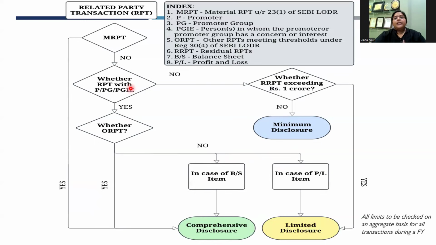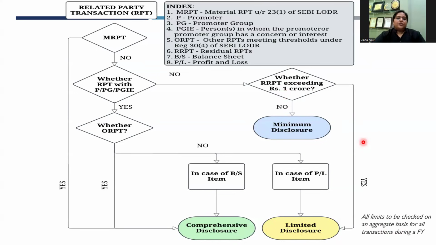Now, there could be a possibility that the transacting RP is neither a promoter nor a promoter group or a PGIE. In that case, I need to look at what is the value of the RPT. Is it exceeding 1 crore or not? When I'm computing this 1 crore, I'm not looking at per transaction. I'm looking at the quantum of the entire RPT, the value of all the transactions proposed to be undertaken during a financial year. So if, on an aggregate basis, the value of RPT is exceeding 1 crore, then I need to give limited disclosure. But if it is not exceeding 1 crore, then I simply give a minimum disclosure.